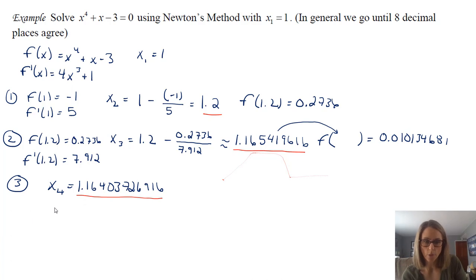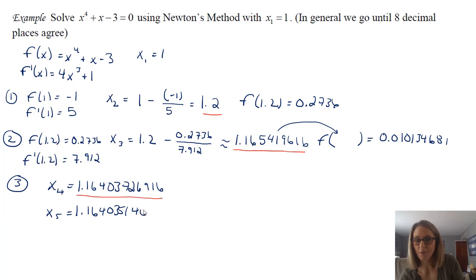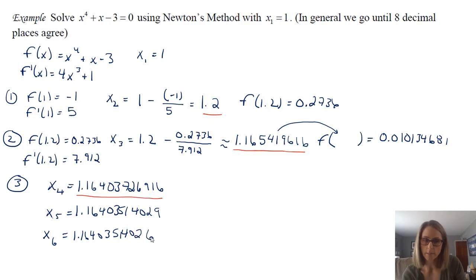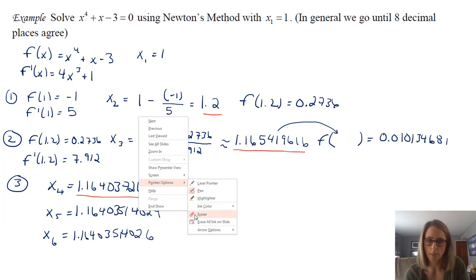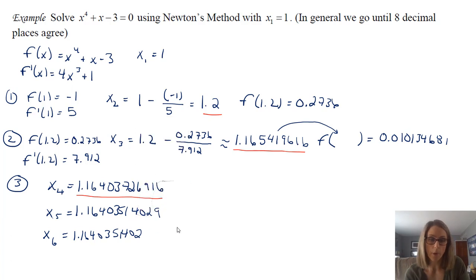And then if we were to do x sub 5, I'm just letting you know what these values are: 1.16403514029. If you did another iteration, you can see it starts getting a bit much. For x sub 6, we have 1.1640351. So notice the amount of decimal places that are agreeing here. Once you get to x sub 6, you actually agree. That should be a 9, not a 6. So we're actually at the point where we're agreeing here.